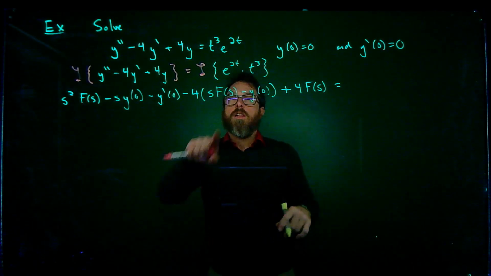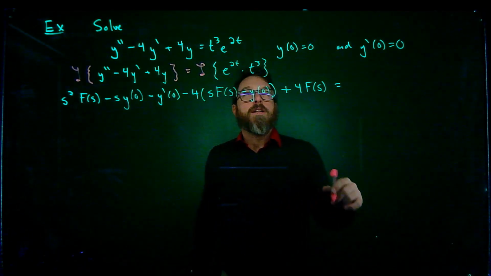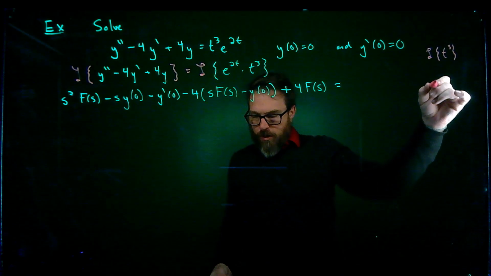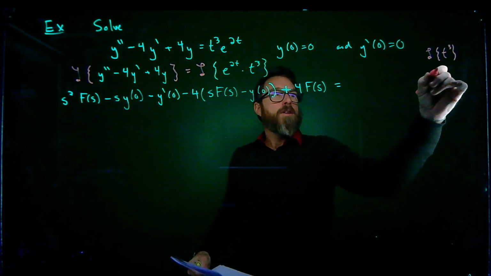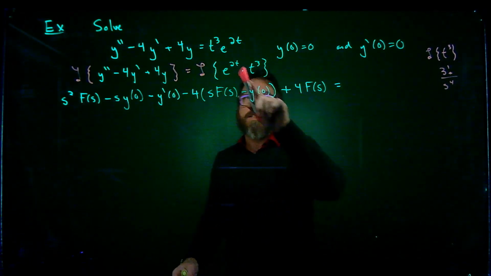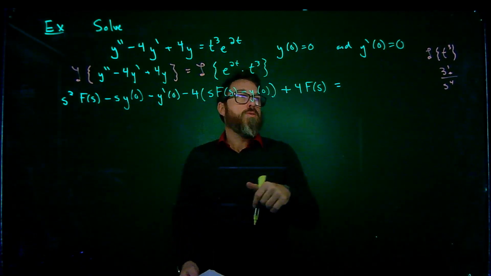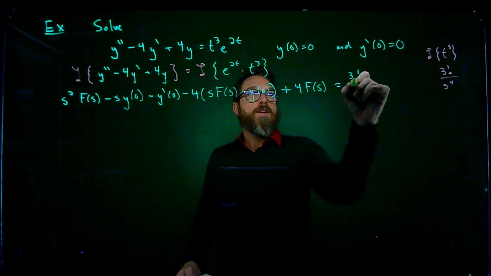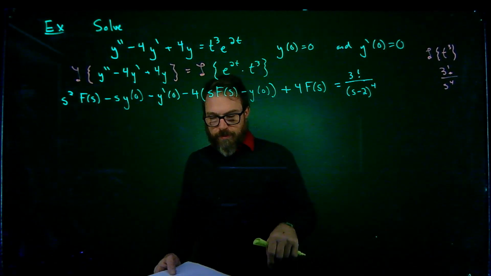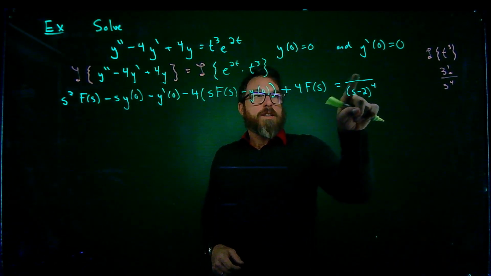And now, remember that we know the Laplace of t cubed is going to be equal to 3 factorial all over s to the 4th power. So what I know is that this e function actually just shifts this thing to the right 2 units. So this is going to be equal to 3 factorial all over s minus 2 to the 4th power, which we know 3 factorial is 6.